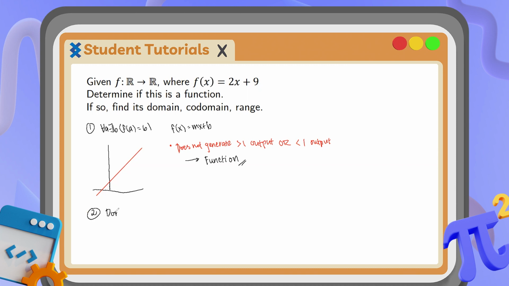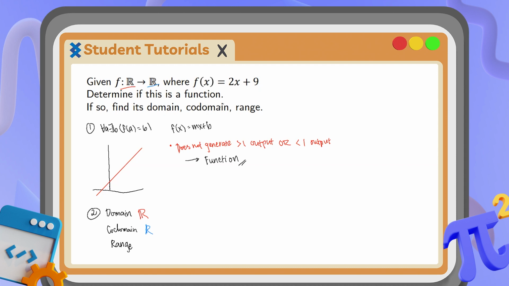So for domain, it refers to the first set, which in this case is all real numbers. Next, we need to look for the codomain. Our codomain is the second set which is being mapped to from the domain. So that would be all real numbers as well. And then we have our range. So what would be our range?